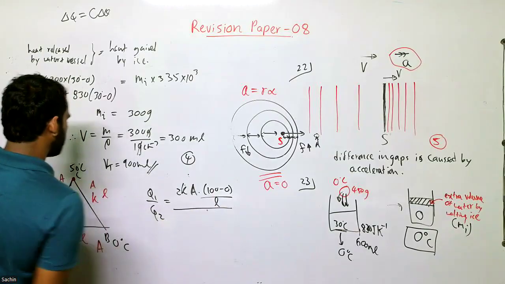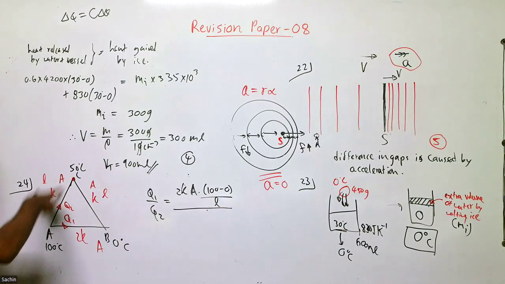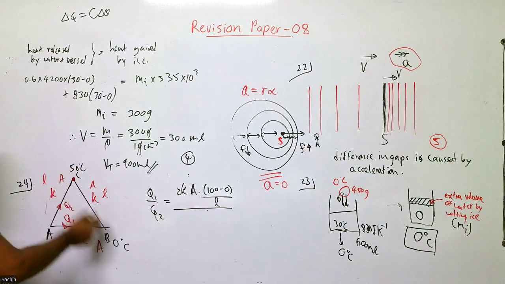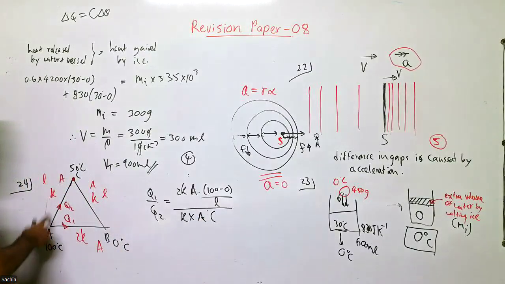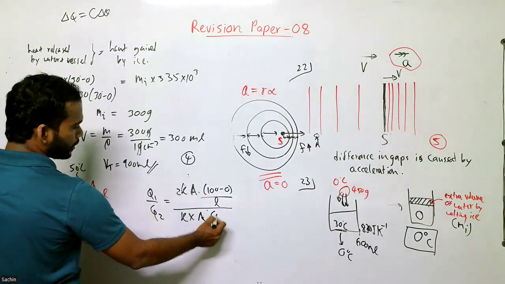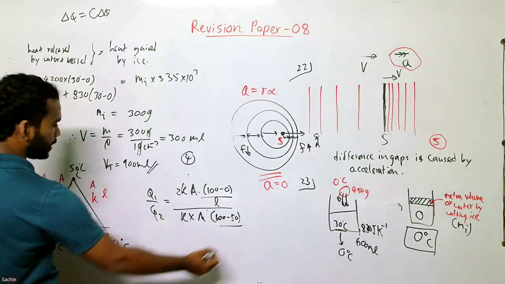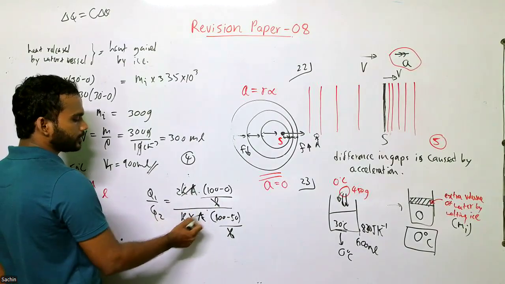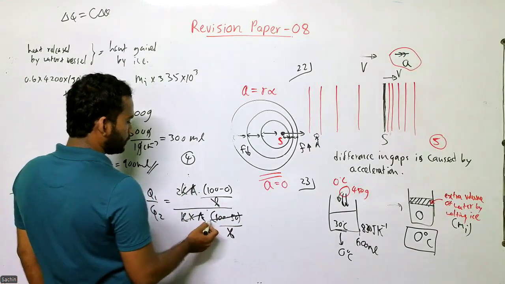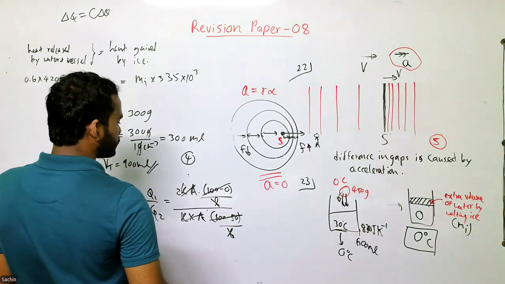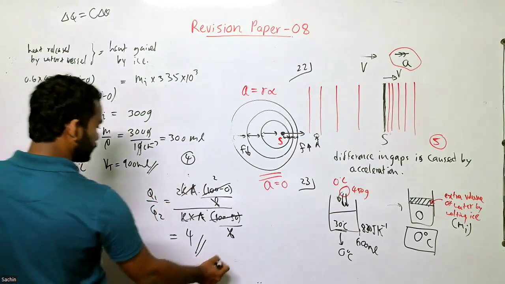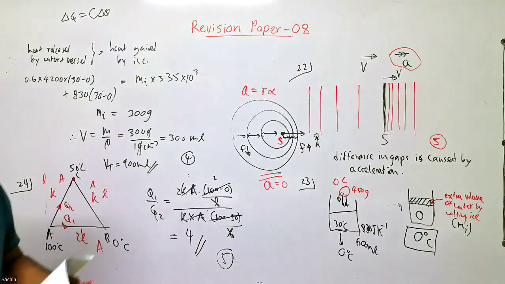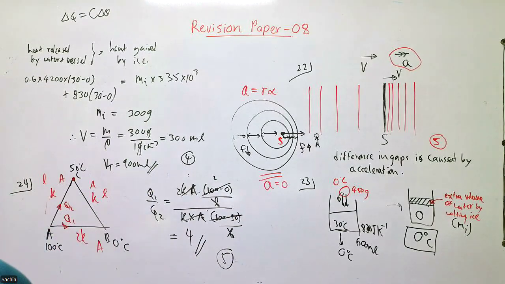Length is L. Then Q2 means the heat flow through this AC. So for AC, the conductivity is K, area is A, the temperature difference from A to C is 50, 100 minus 50, and the length is again L. Everything gets cancelled, and you will get the ratio as 4. That is given in the fifth answer. 24. The answer is 5.